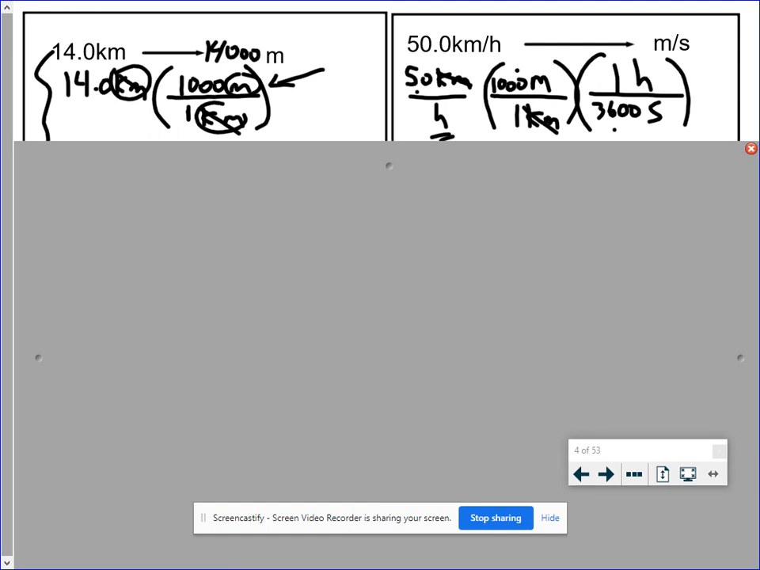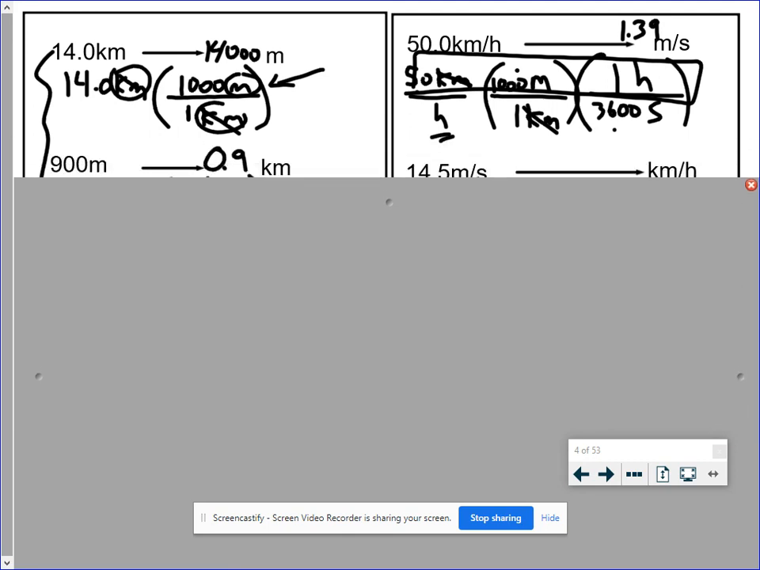So 50 times 1,000. Now that's the whole top bit. On your calculator, after you do the whole top bit, I want everybody to hit equal, or calculate. You should have 5,000 on your calculator. Then divide that by 3,600, and we get around 1.39 meters per second.